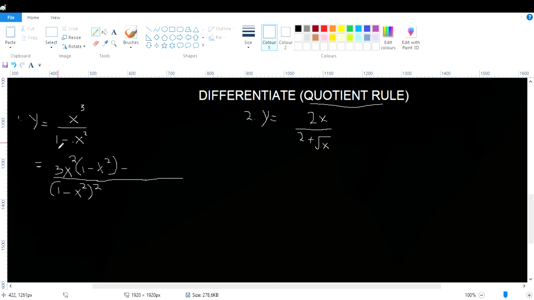The derivative of a constant is equal to 0. The derivative of x squared is going to be 2x to the power 1. Then I'm going to multiply the derivative of this function by this function, which is x to the power 3.